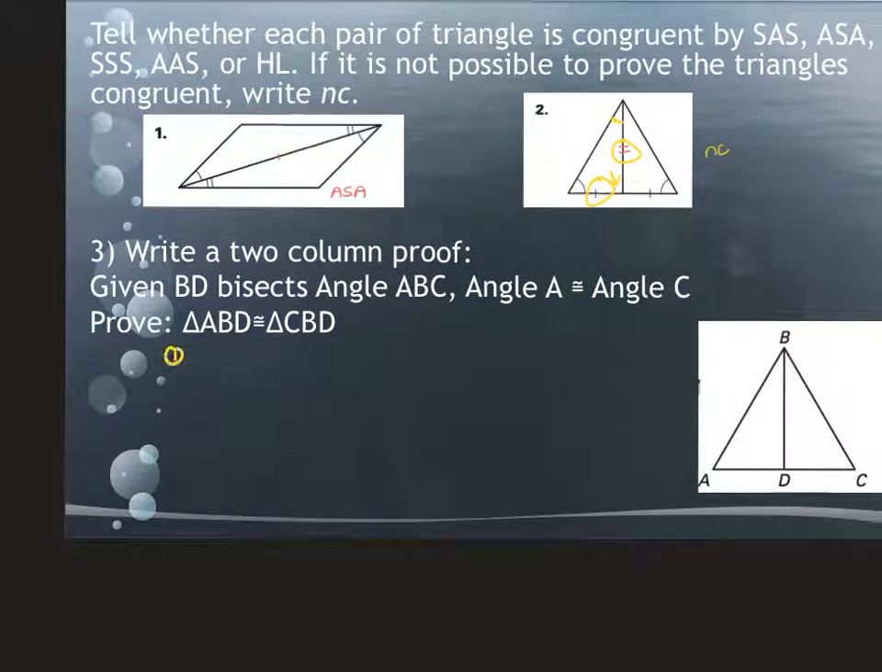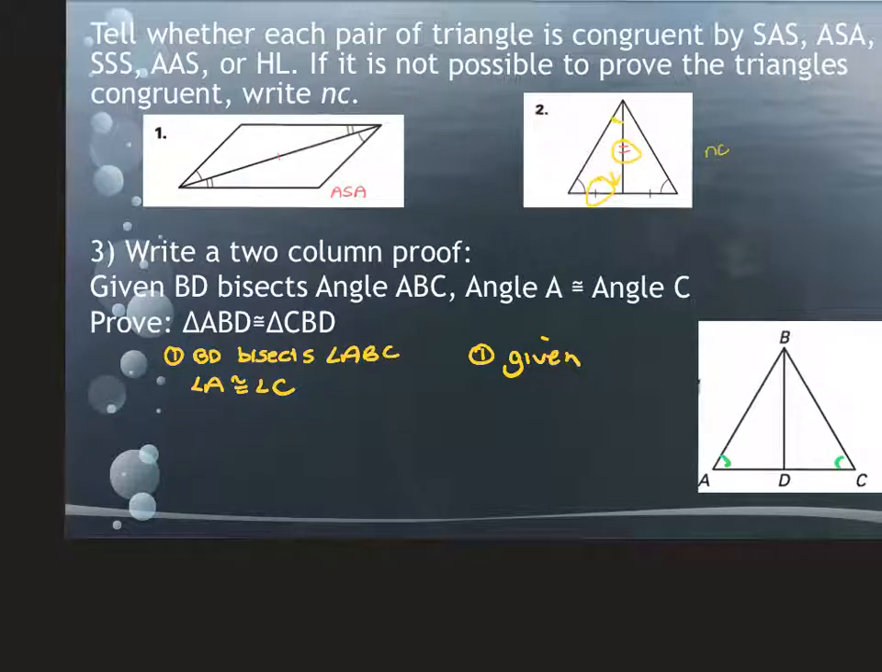All right, then number 3 says to write a 2-column proof given that BD bisects angle ABC, and angle A is congruent to angle C. So those are my givens. Angle A and C would be here and here. And then BD bisects ABC.